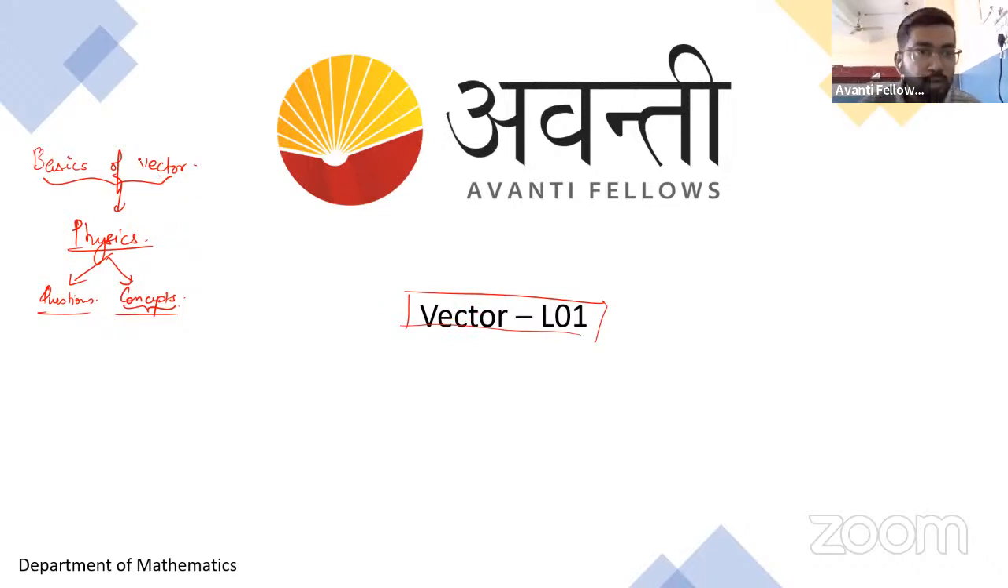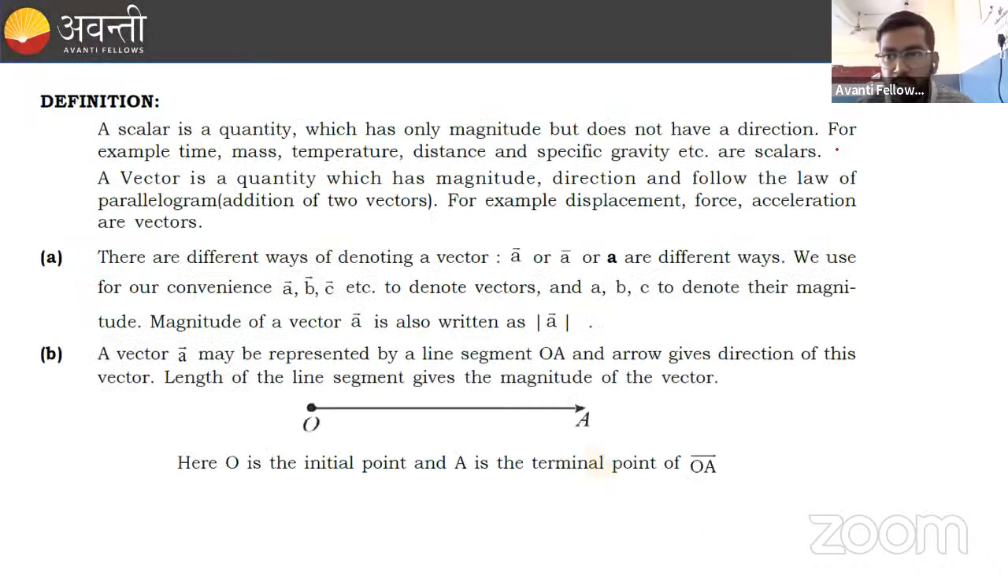So to understand vector, let's first of all understand what is a scalar quantity. A scalar is a quantity which has only magnitude but does not have any direction. For example, time, mass, temperature, distance, and specific gravity, etc.